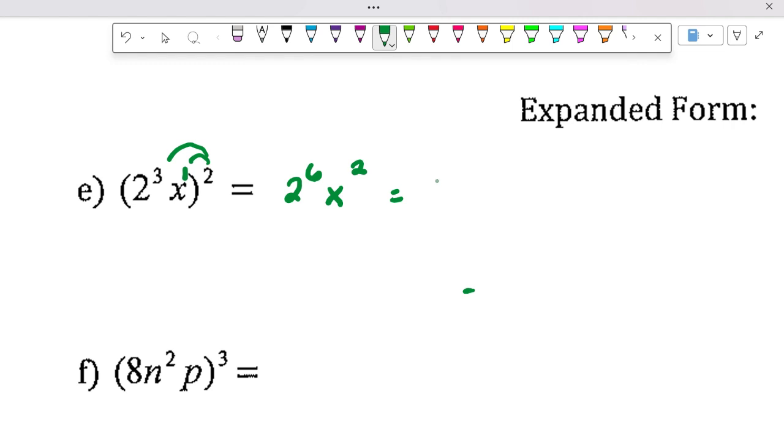Now, go a little further. What's 2 to the 6th power? 64. So we have 64x squared.